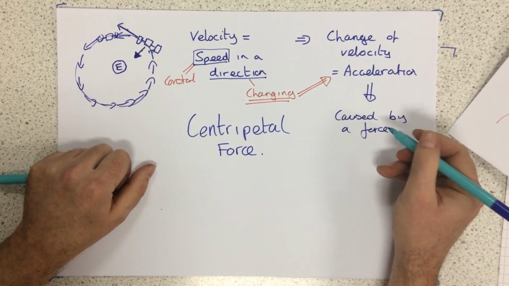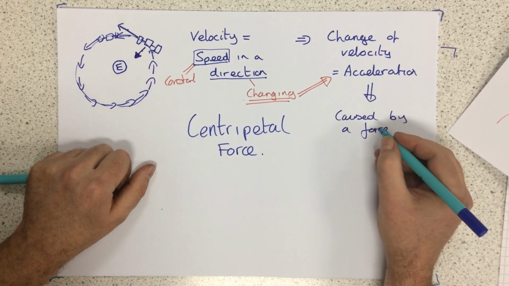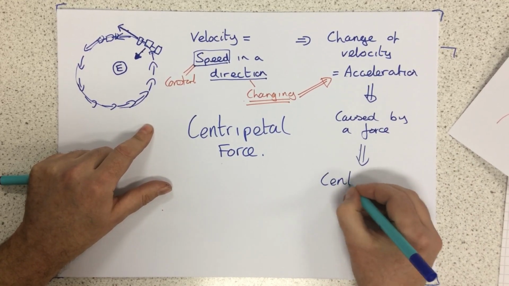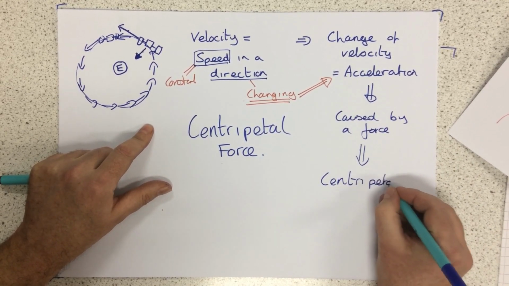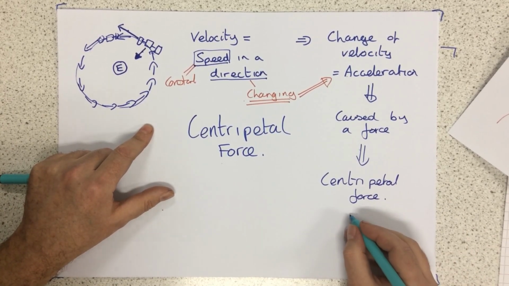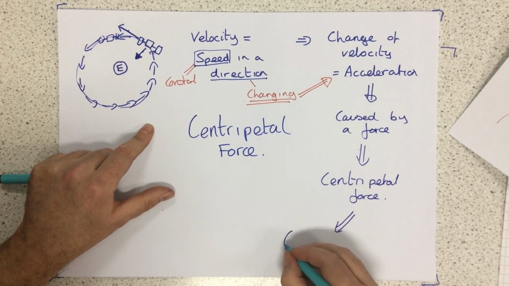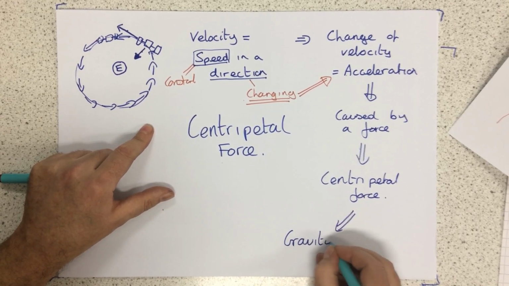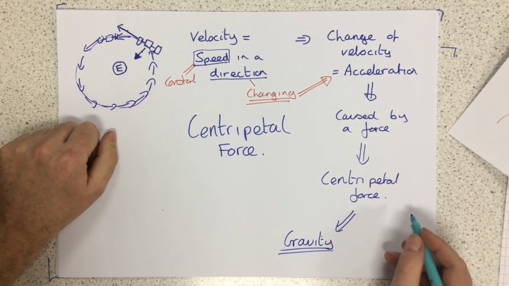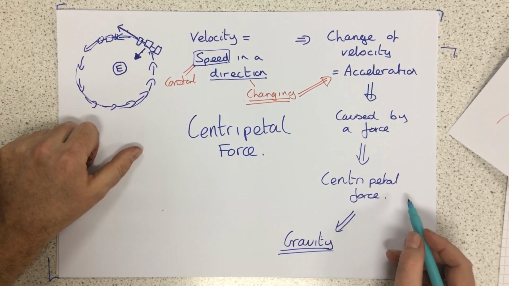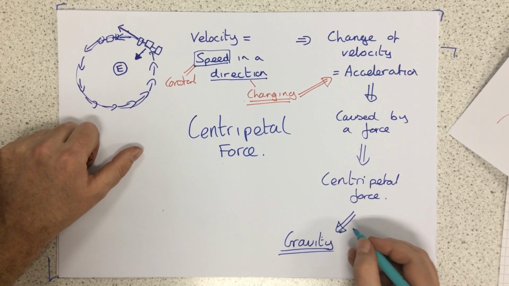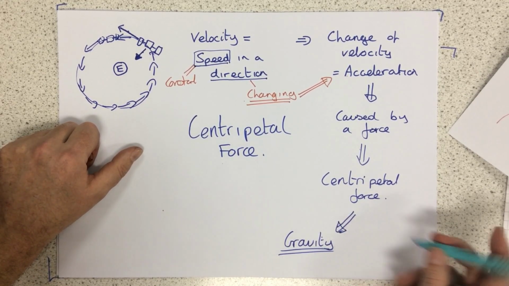This force, in this case, is causing our object to move towards the center, so we call it the centripetal force. And in the case of our satellite, that force is gravity. So, in our current situation of a satellite going around the planet, we have a centripetal force acting, and the name of that centripetal force in this case is gravity.